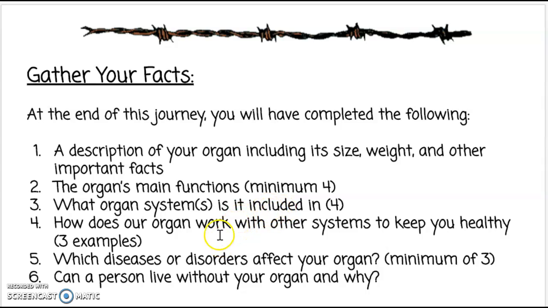So sometimes you have an organ that has a main system that it's included in, but it also works with other systems such as the heart. How does your organ work with the other systems to keep you healthy? Give 3 examples. Tell me which diseases or disorders affect your organ the most, a minimum of 3. And then you have to be able to tell me, can a person live without your organ and why?